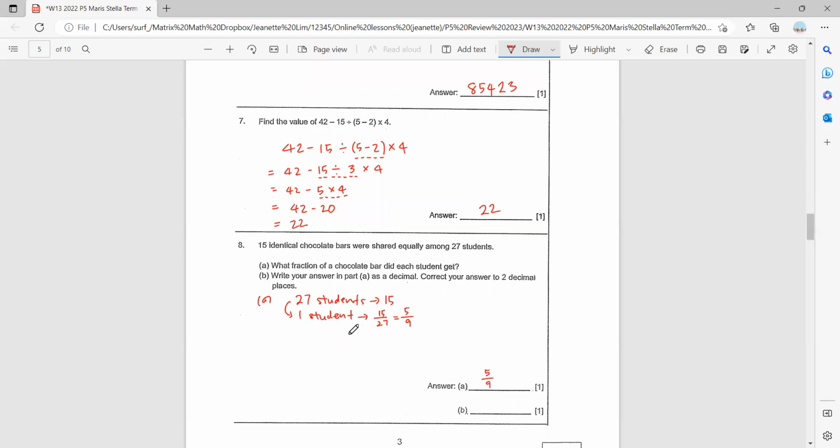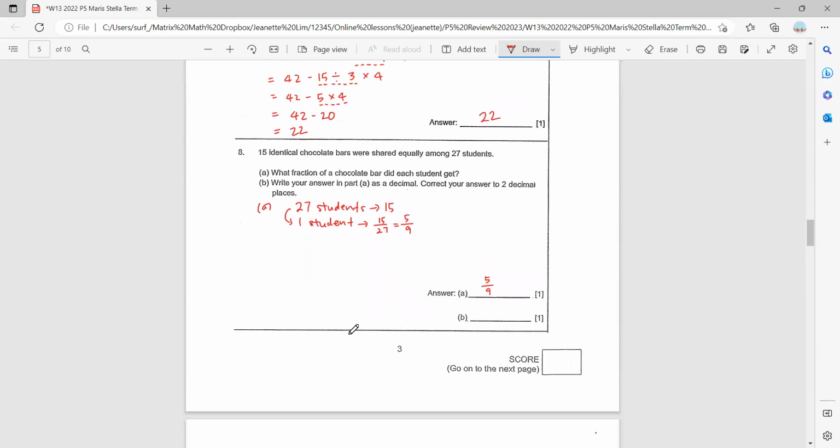Now for B, write your answer in part A as a decimal, correct to 2 decimal places. If I want to correct to 2 decimal places, I will have to do my long division until I get 3 decimal places so that I know how to round it. So first, 5 divided by 9 is 0. 0 times 9, that is 0, remainder 5. Now you want to introduce a decimal point. Bring down the 0, you get 50. So 50 divided by 9 is 5. That's 45.